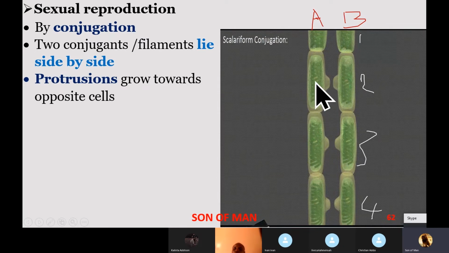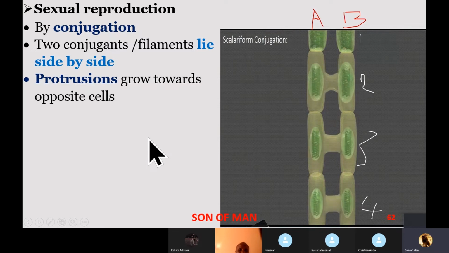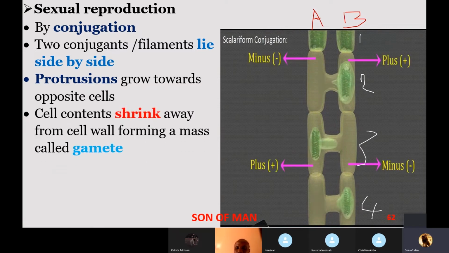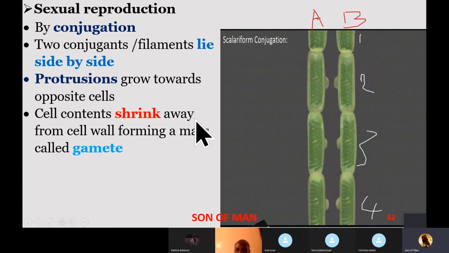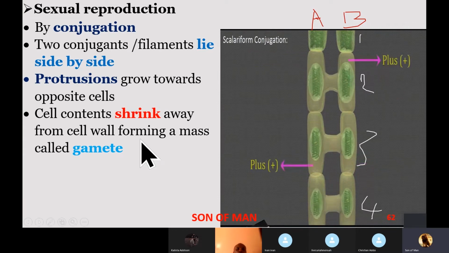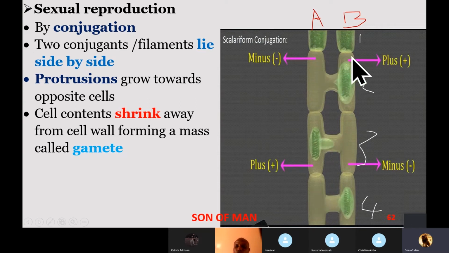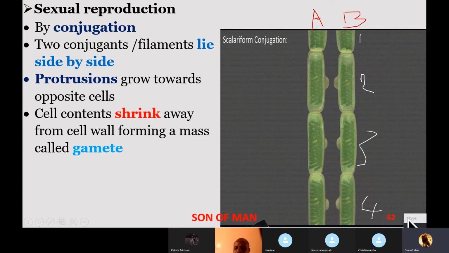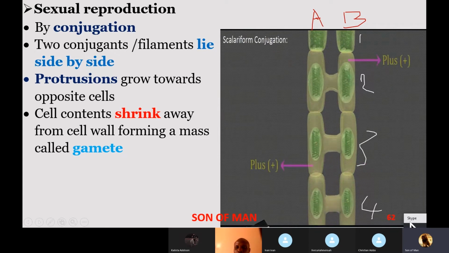It means cell 2 will grow to cell 2. Cell 3 will grow towards cell 3 and not any other cell because they are very adjacent to each other. Now, when the two cells join, it is going to form a conjugation tube. When the two protrusions join, it is supposed to form what is called a conjugation tube. So now we have the conjugation tube being formed.